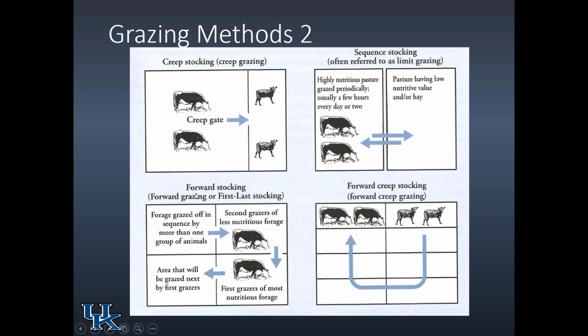Another one is called forward stocking, or forward grazing, or first and last stocking, where the forage is grazed off in sequence by more than one group of animals. So the second grazers take the less nutritious forage, and the first grazers take the most nutritious forage. And then forward creep stocking is kind of a combination of a rotational system and creep grazing, where you have a high enough temporary fence that the younger livestock can creep forward and get into the better pastures, but at the same time get back to their mamas for time with them.